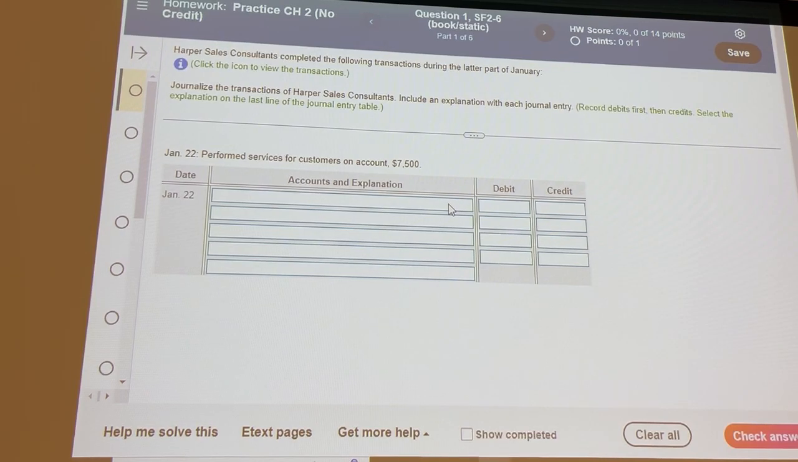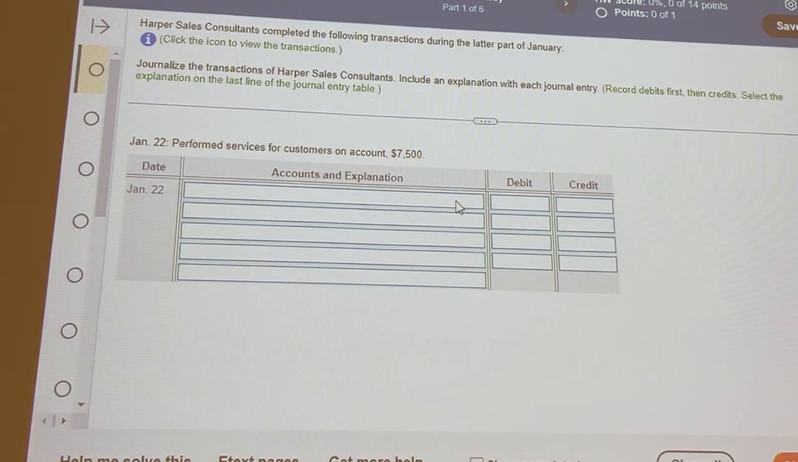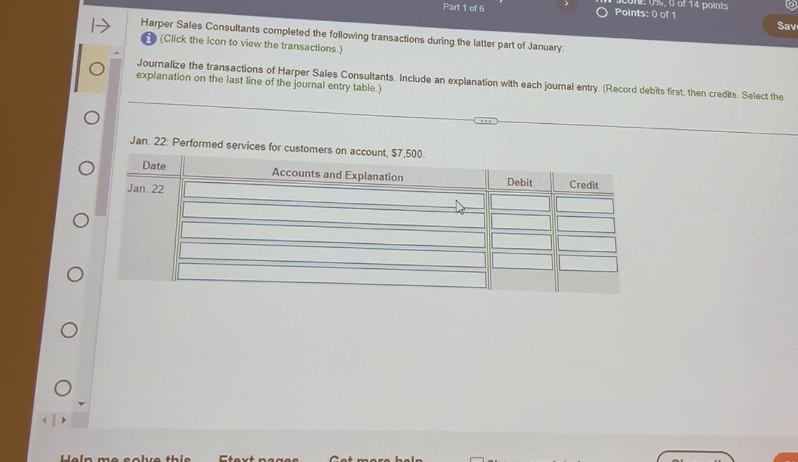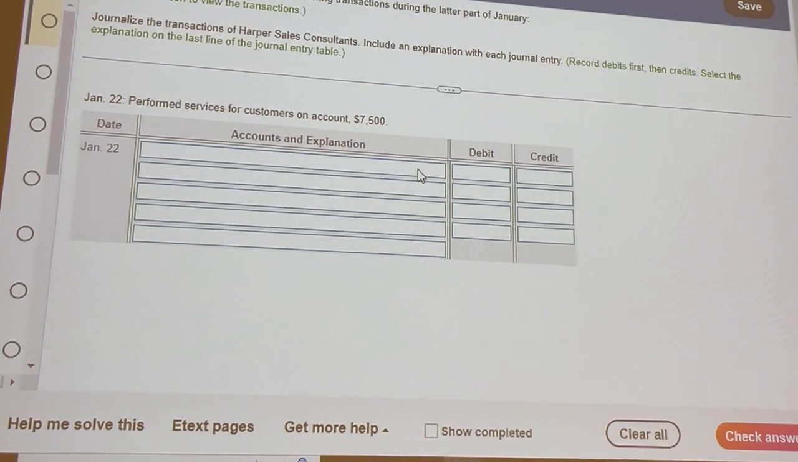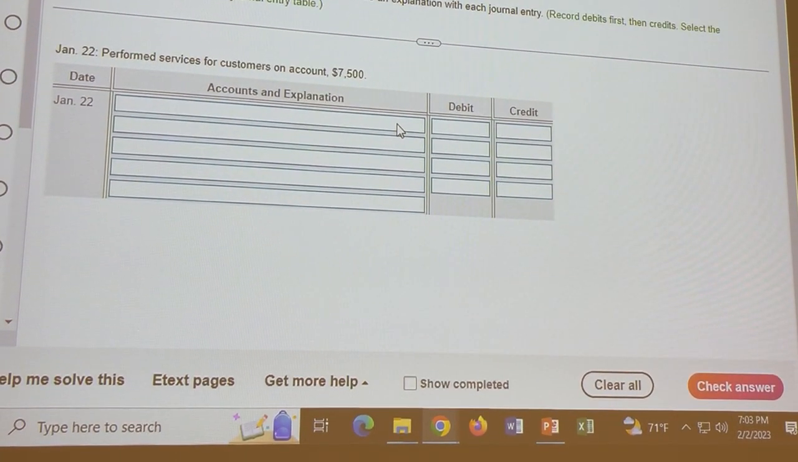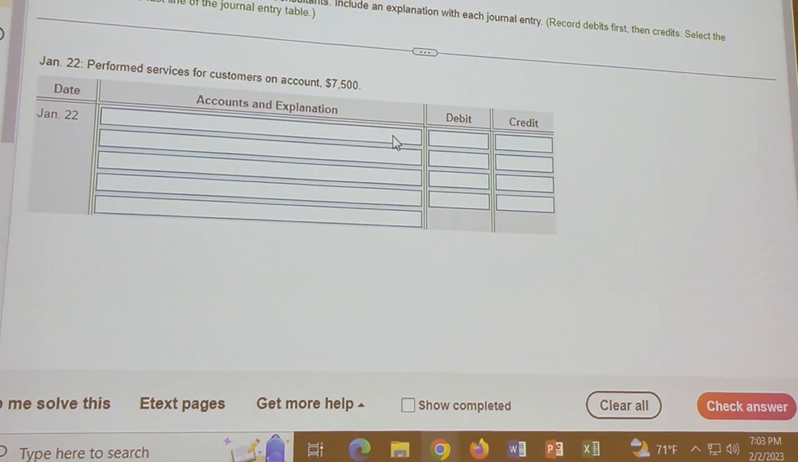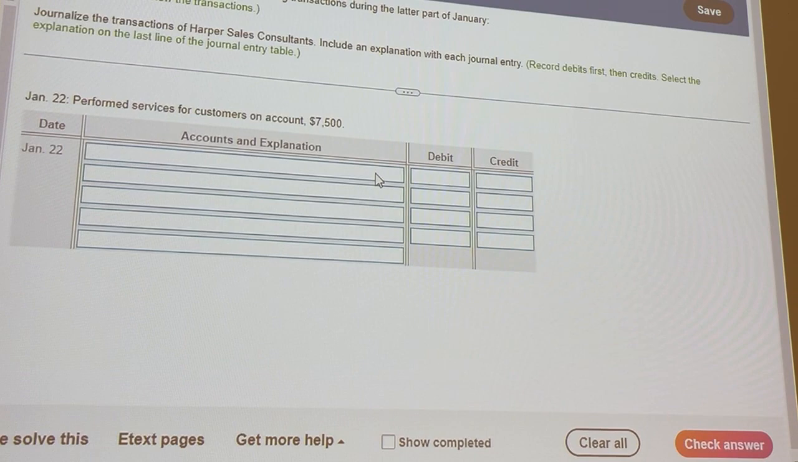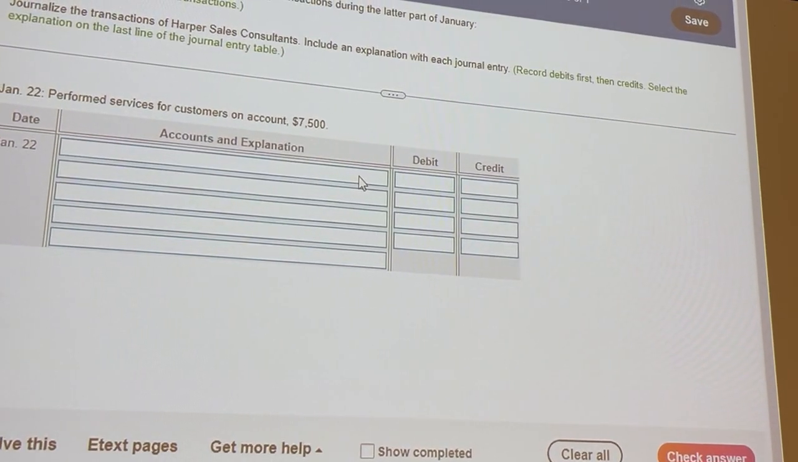On these problems, the first problem I have here is one where we're going to do journal entries. For the first journal entry, they've already entered the date for us, so we don't have to do that here. It says January 22nd. It says performed services for customers on account, $7,500.